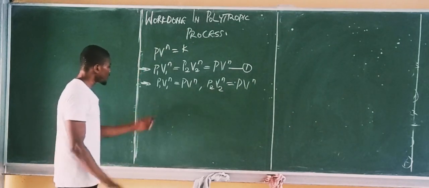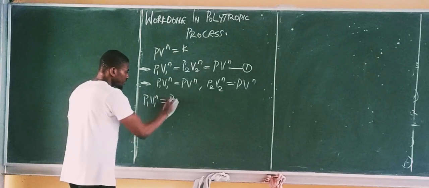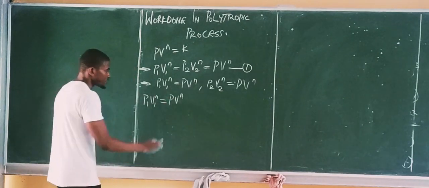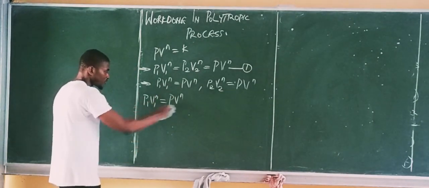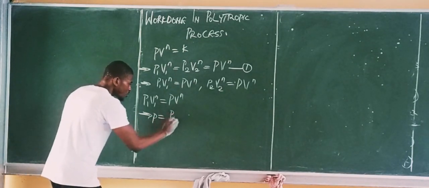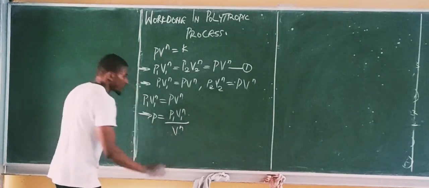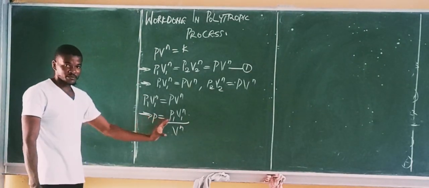If P1 V1 to the power of n is equal to PV to the power of n, it means I can make P the subject of the formula. That means P is equal to P1 V1 to the power of n all over V to the power of n. So this becomes my pressure.